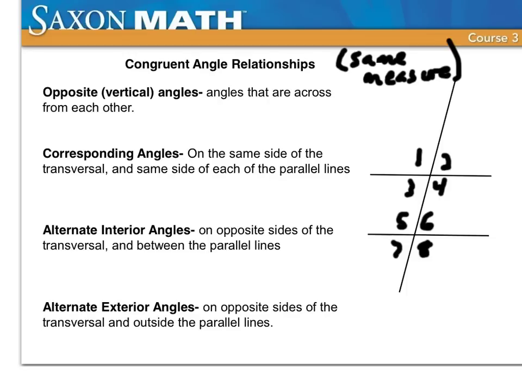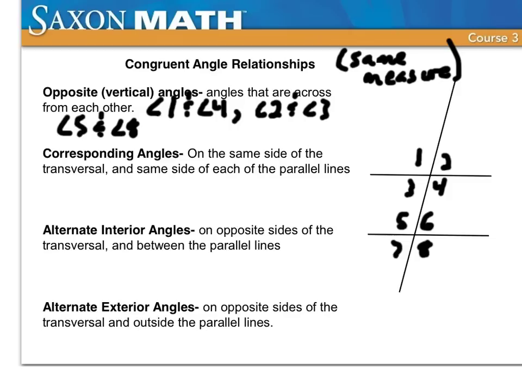The first one is opposite angles or vertical angles. You need to know both those words. They mean the same thing. They are angles that are across from each other. So angles across from each other are congruent. And here's what we mean by across from each other. They're across diagonally like this, like 1 and 4. So angle 1 and angle 4 are vertical angles, or opposite angles. Angle 2 and angle 3 are across the way from each other. Same way, angle 5 and angle 8. And then angle 6 and angle 7.